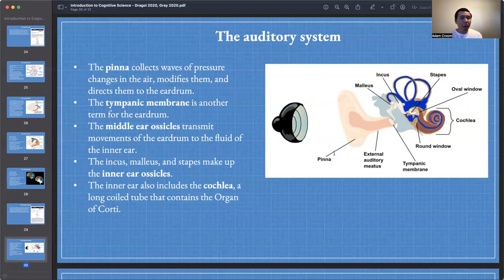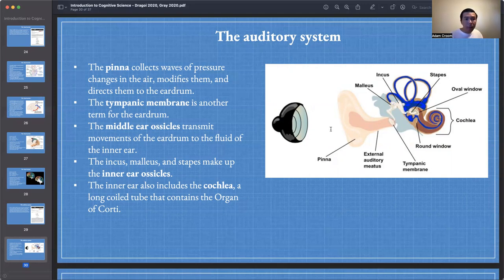The tympanic membrane is just another term for eardrum. So we're collecting acoustic information, like maybe I'm playing you a song on the piano. From the piano, there are going to be waves of pressure changes going through the air, and it'll eventually go from my piano to hit your ear, the pinna. It'll be collected by the pinna and funneled down towards your eardrum, or tympanic membrane.